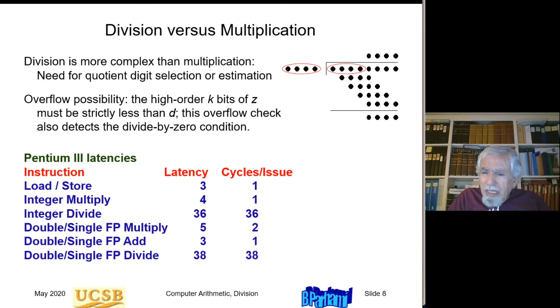Okay, these are latencies from a fairly old processor, but not much has changed in terms of ratios of the times needed for these operations. So Pentium 3 had a 3-cycle load store instruction, a 4-cycle integer multiply, a 36-cycle integer divide. Notice that division is 9 times slower than multiplication.